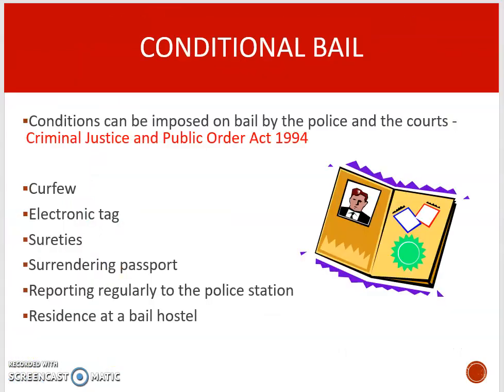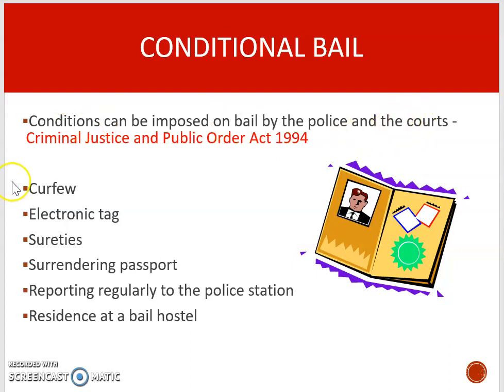Now, because we've got a general presumption in favour of bail and a reluctance to refuse or restrict it, it might be preferable, rather than refusing bail altogether, to put conditions on bail. So to grant it, but add some conditions that the suspect has to comply with. Under the Criminal Justice and Public Order Act 1994, the police and the courts can give you bail, but they can add conditions. So there are some examples here.